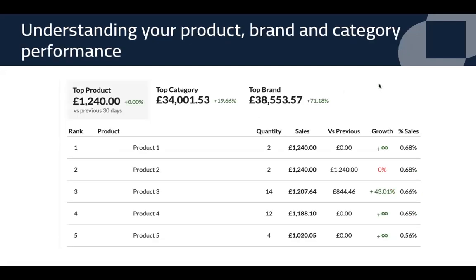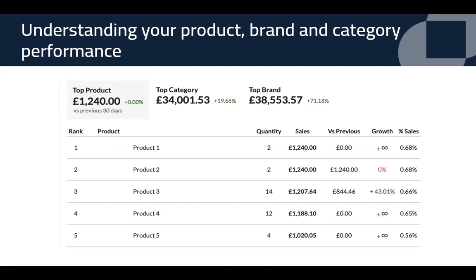So then, further on from that, understanding your product, brand and category performance within your Mission Control: you do have a product summary, and you can adjust the time frames within the product summary just to see the trend around the products, the brands, and the categories that are selling. One thing that most merchants will probably see is that whenever new products are introduced, they wouldn't be featuring heavily in the top 5 or 10 sellers.